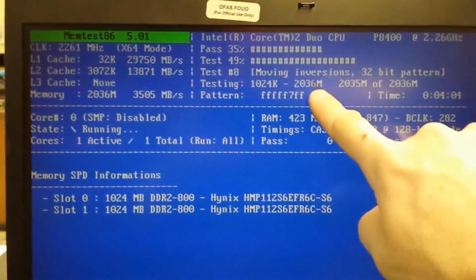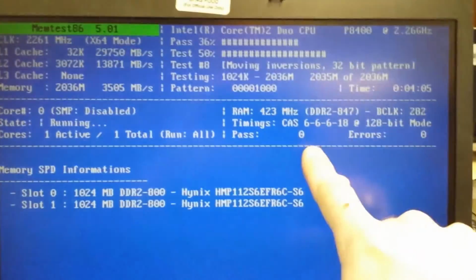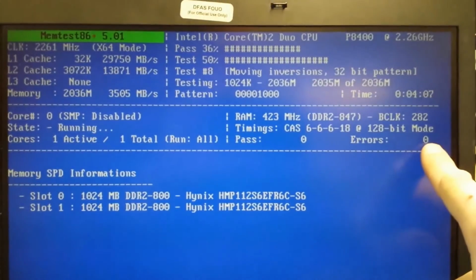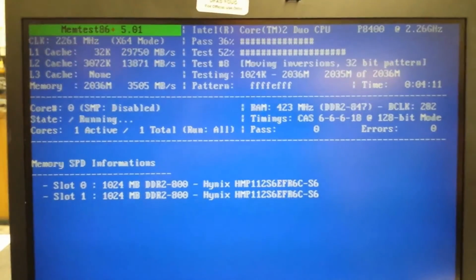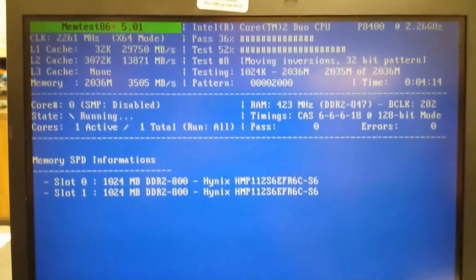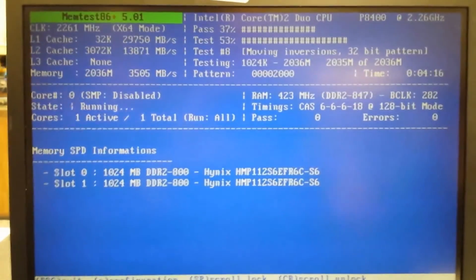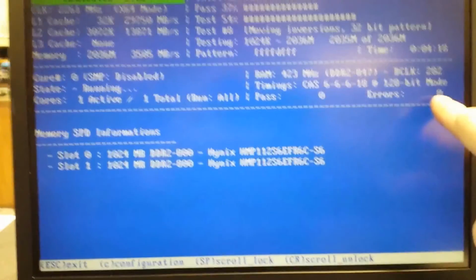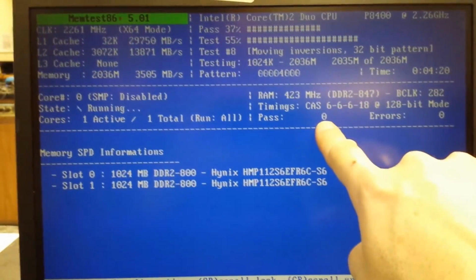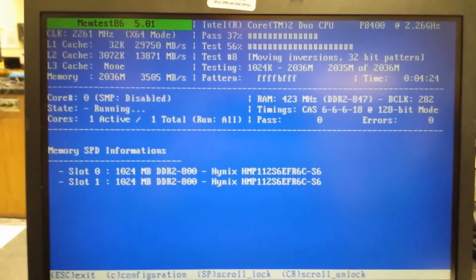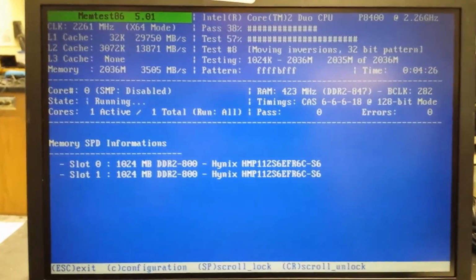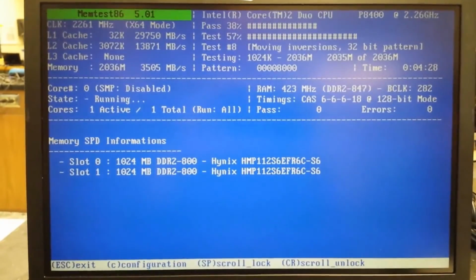Here's us going through our test, but the big thing here is right here. What pass we're on and how many errors we have. Once we're on pass 1, we know we've gone through the entire test once, because the first test is pass 0. So once we get pass 1, we're starting all over again. So if we're on any number here greater than 0, and this is 0, then we've finished our memory test, and our memory is all test good. Okay. So that's the basics of what we're looking for on this test.